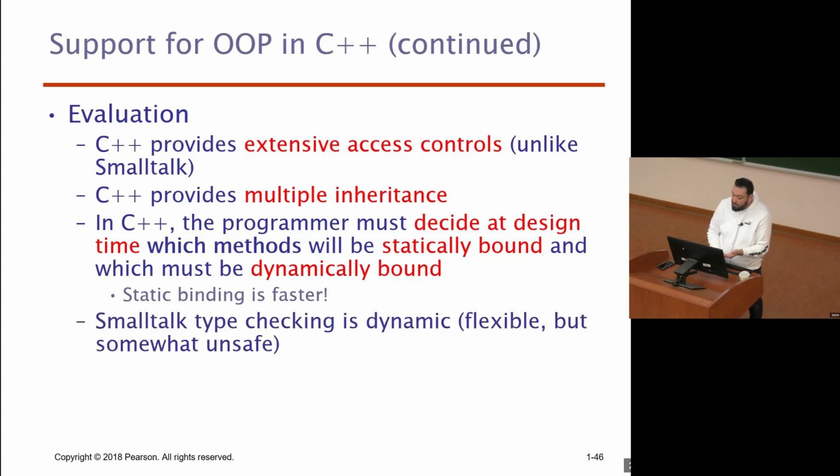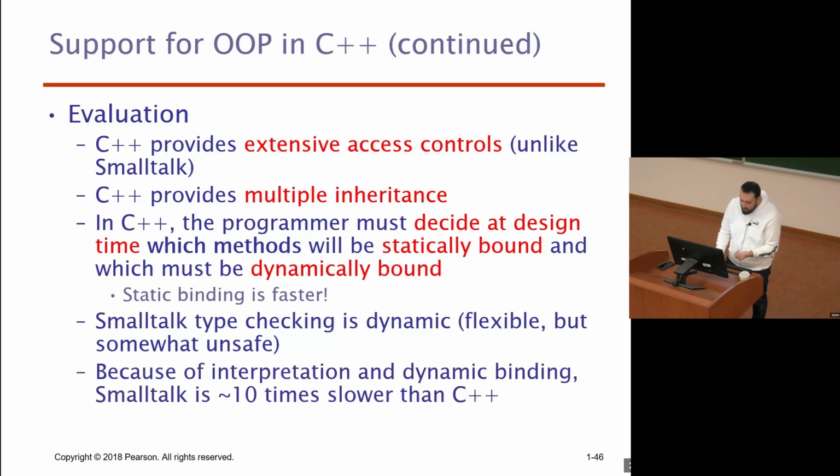Smalltalk type checking is dynamic, flexible, but somehow unsafe. Because of interpretation and dynamic binding, Smalltalk is 10 times slower than C++. So that's why you can see Smalltalk is not very popular, for example, as C++ or Java. Because imagine 10 times slower. This is a big, big difference if you want to use it for basic operations.